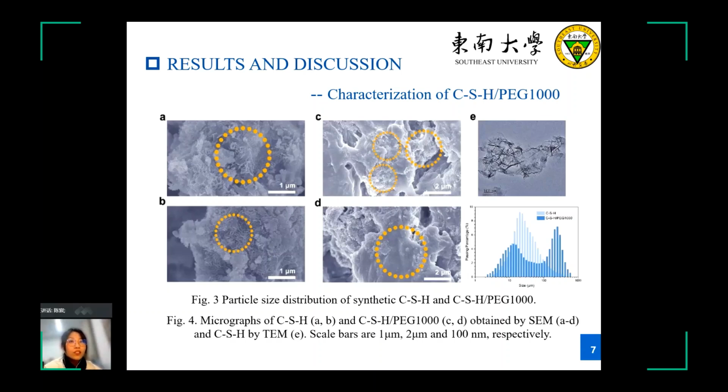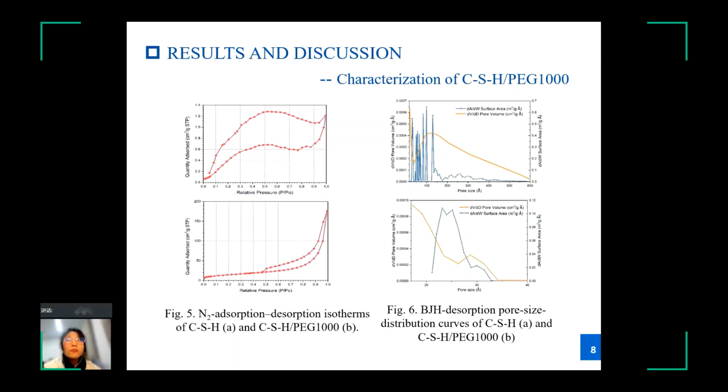Most importantly, no leakage is observed, confirming the stability of composites. Even after dozens of thermal cold circuit treatments, little leakage of PG1000 can be seen, suggesting that the PG1000 is well impregnated into CSH pores.